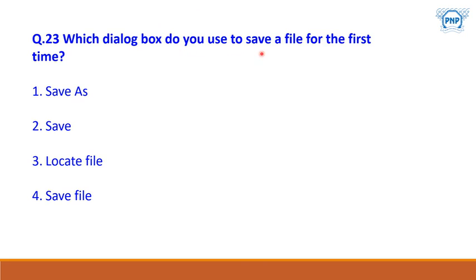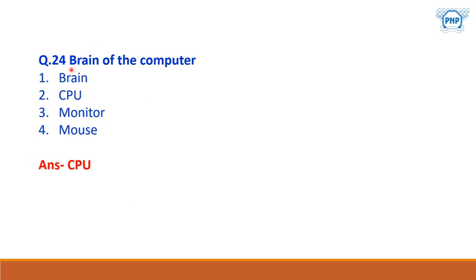Which dialog box do you use to save a file for the first time? Save as, save, locate file and save file. It is save as. Brain of the computer. First brain, second CPU, third monitor, fourth mouse. So it is CPU. The real brain of the computer is the CPU because it is called the central processing unit. It works like our own brain.